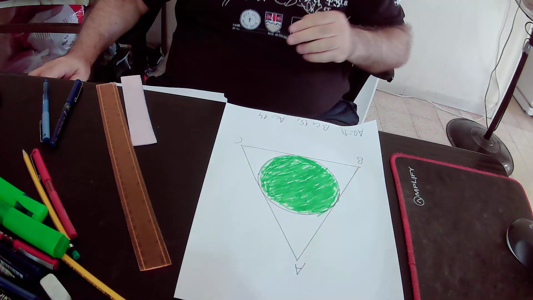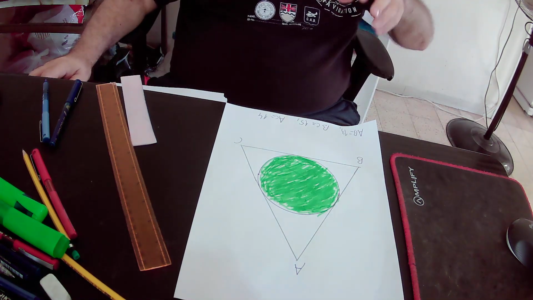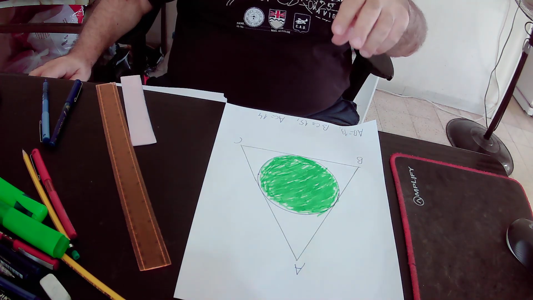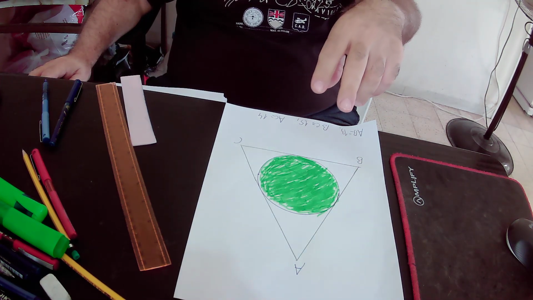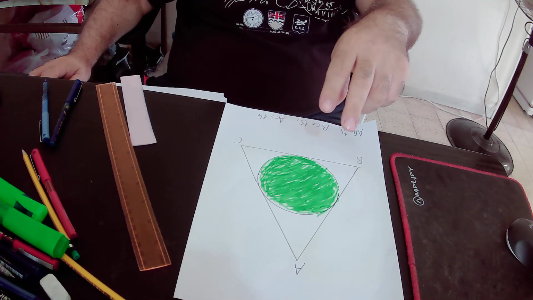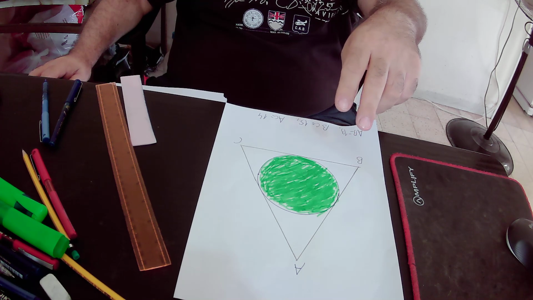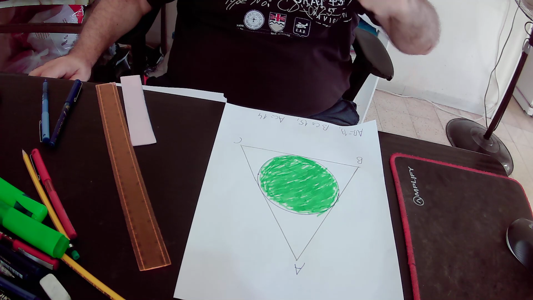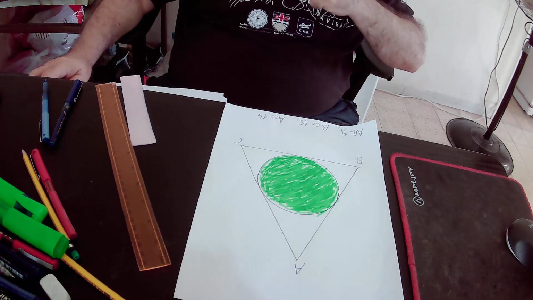Hello, in this lecture we will find the area of the green circle. In the drawing we have triangle ABC, and inside the triangle we have the green circle that is inscribed inside triangle ABC.